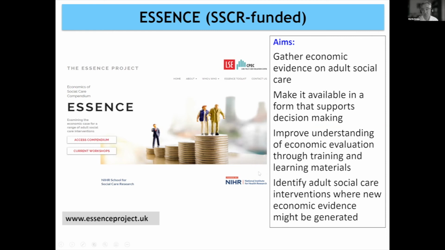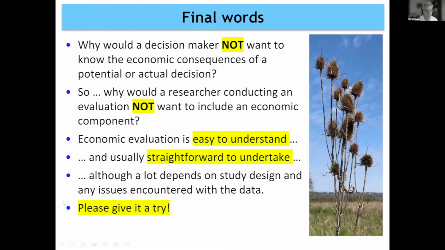We do various training and other activities, and we're looking for new areas of adult social care where economic evidence might be generated. Even if there was an effectiveness study but no cost effectiveness, we could do some simulation modeling, mathematical modeling of the kind that Annette talked about, to get some economic evaluation evidence. So, very, very final slide.